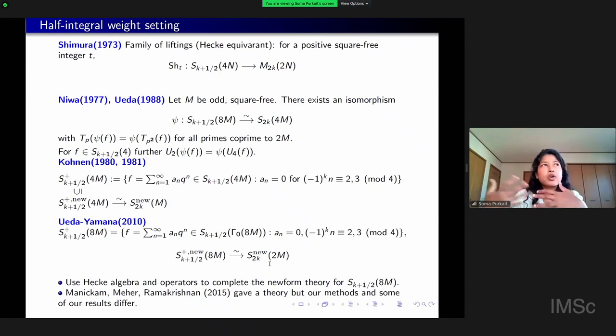So they really combined a lot of different kinds of operators to get this, like a shift operator, not exactly a shift operator, but combinations of that. So yeah, we try to use the operators that we defined earlier to get a complete newform theory for S_{k+1/2}(8M). In fact, there is a work of Manickam, Mehra and Ramakrishnan who gave such a theory, but our methods are pretty different. And also some of the results differ, especially in the Fourier coefficient conditions.